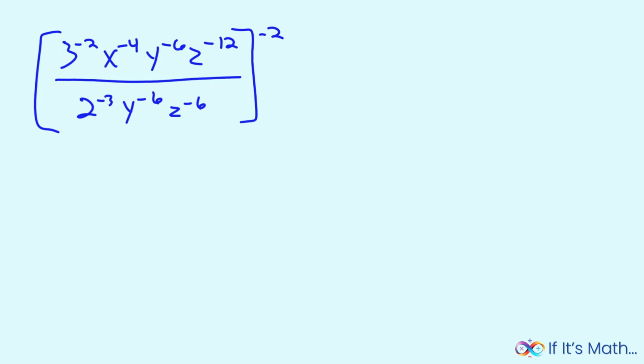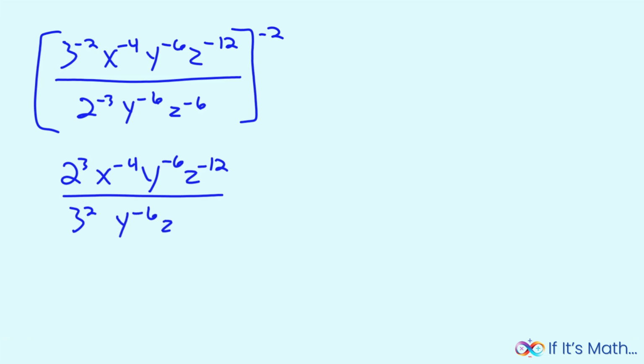So now we have 2 to the positive third power. Nothing else has changed. X to the negative fourth, y to the negative sixth, z to the negative 12, divided by, now I've got this one coming down. So now I have 3 squared, y to the negative sixth, z to the negative sixth. So all I did was just move those out. Still got my whole thing raised to the negative second power.